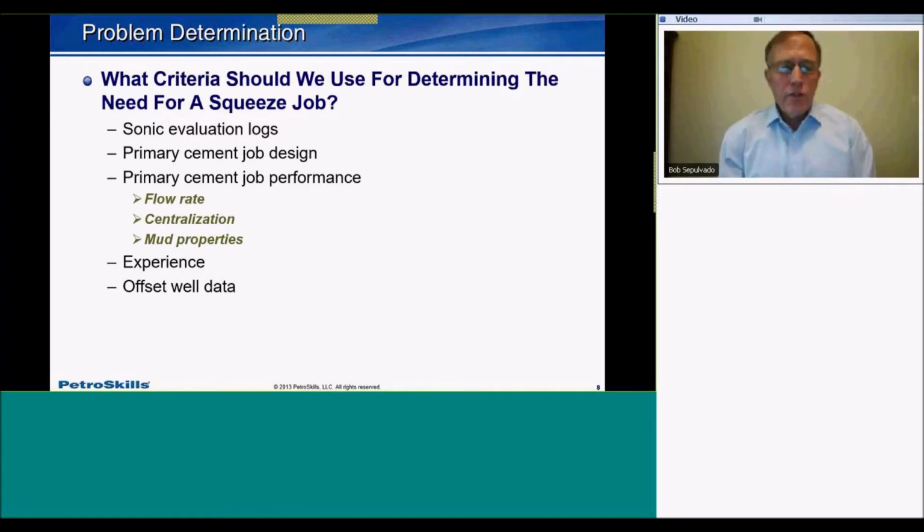And just experience in a given area. If you're doing infield drilling, there should be some offset wells that can provide some data. If you're squeezing on a well, that is an area where other squeeze jobs have been performed. A lot of good information to be learned from those.